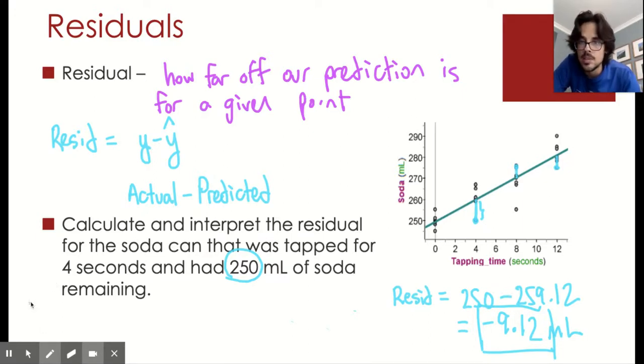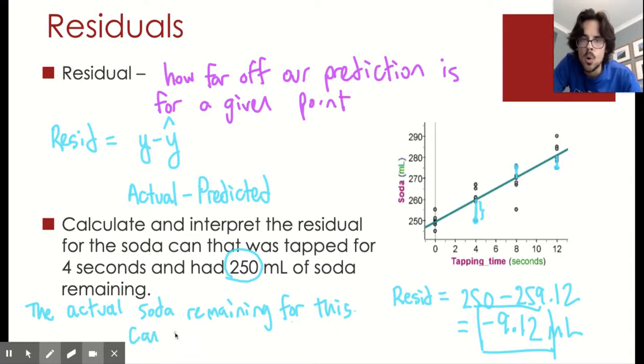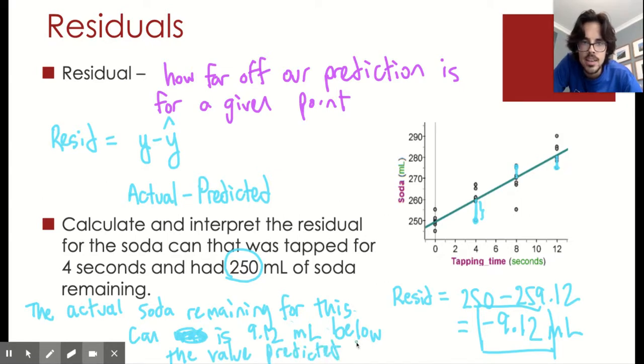So let me go ahead and write something out for that. I think because it's a negative value, it makes more sense to talk about it being below. So I'm going to say that the actual soda remaining for this can was 9.12 milliliters below the value predicted by the LSRL.